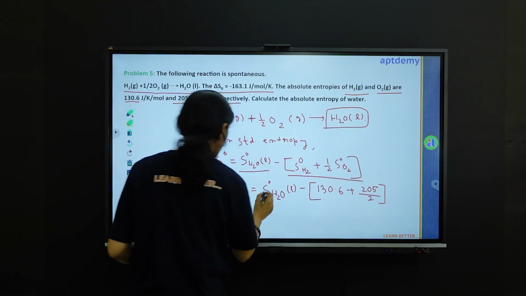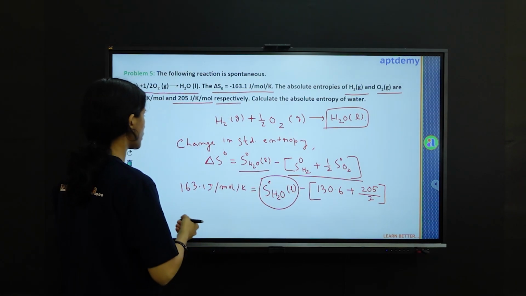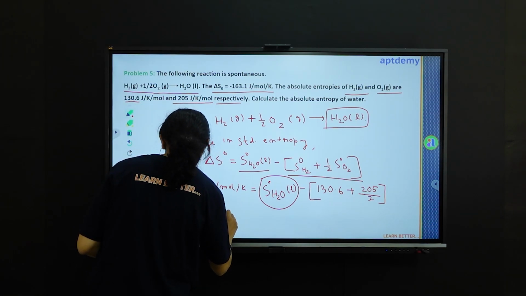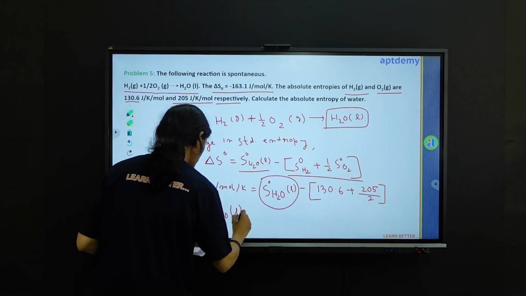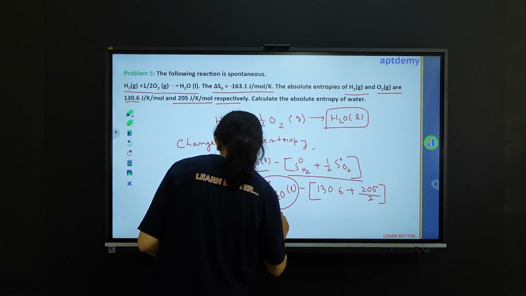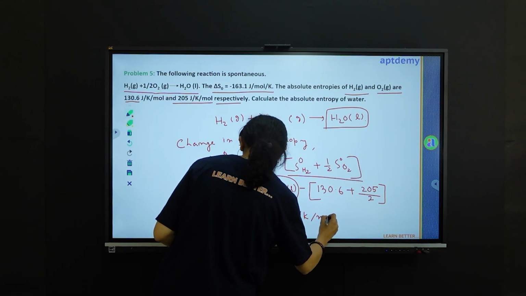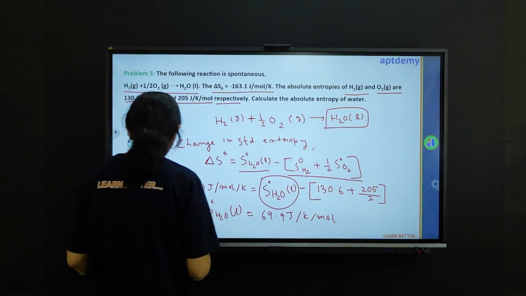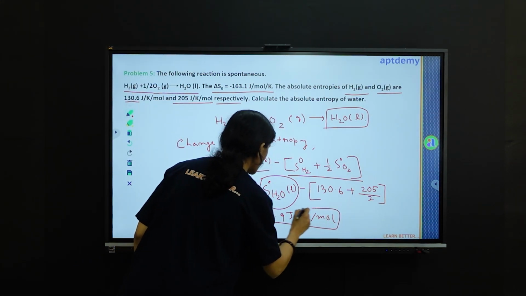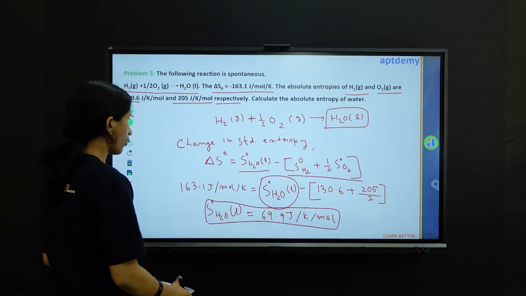So now if you calculate for this particular one which has been asked in this problem, this S° of H₂O liquid has come out as 69.9 joule per Kelvin per mole. So the absolute entropy of water is the following, that is 69.9 joule per Kelvin per mole.